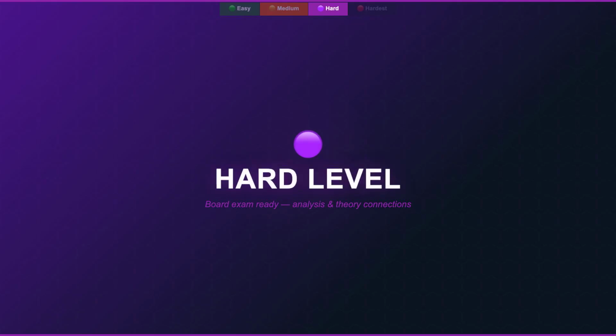Alright, let's turn up the heat. We are now entering the hard level, where we'll dissect mechanisms and explore more intricate aspects of oxidation.